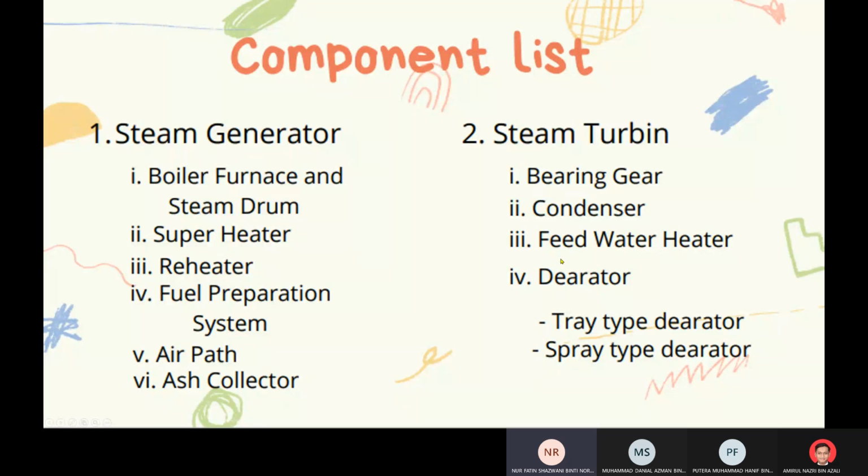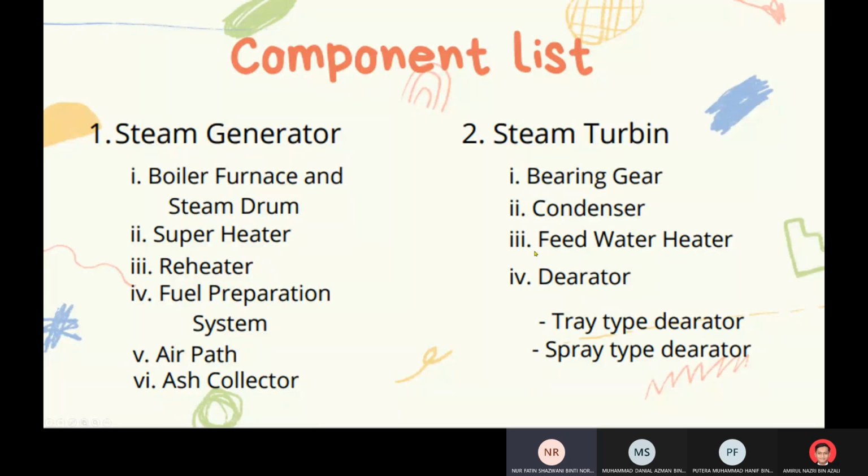Feed water heater is used to heat the water which is supplied to the boiler. It is used to increase the efficiency. The feed water heater increases the water temperature gradually, which will reduce the irreversibility. Then for deaerators, we have two types: tray type deaerator and spray type deaerator.